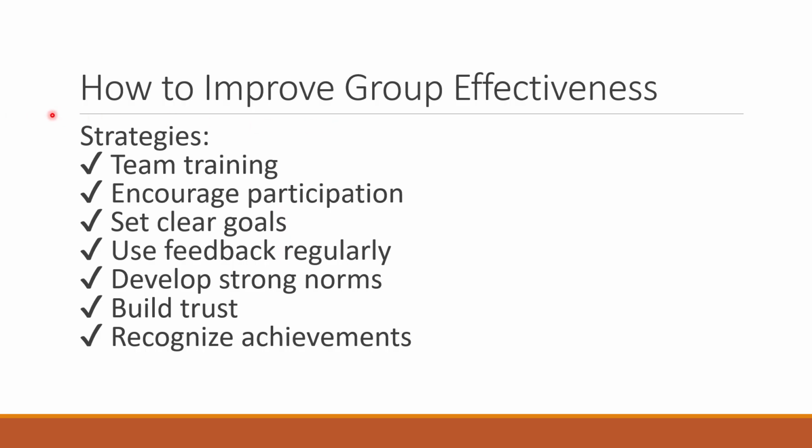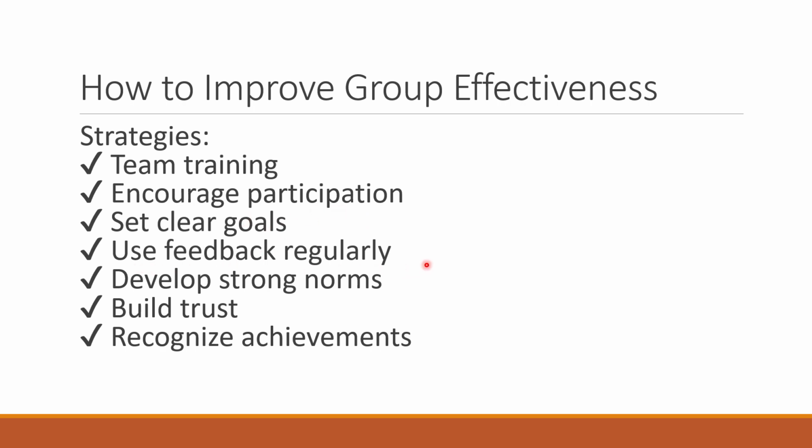Now the question comes: how do we improve group effectiveness? Of course, we can provide some training and development programs. We can provide team building and communication workshops. We can encourage them to participate in those training programs. We can set their goals very clearly, because whenever goals are clearly explained, confusion reduces.